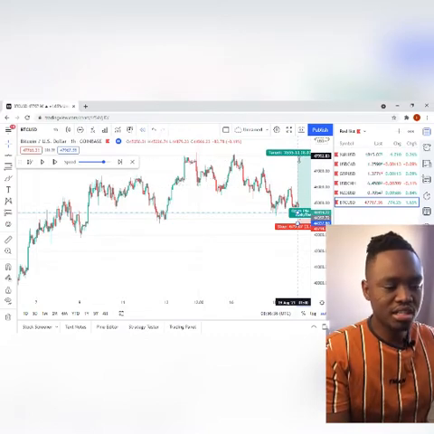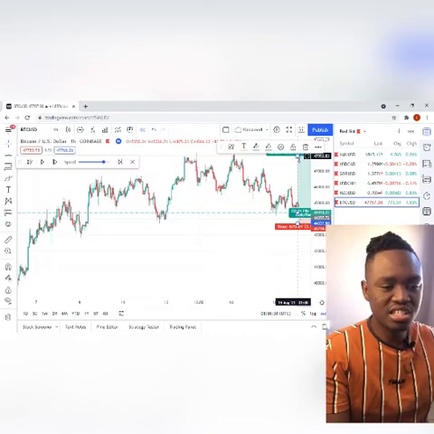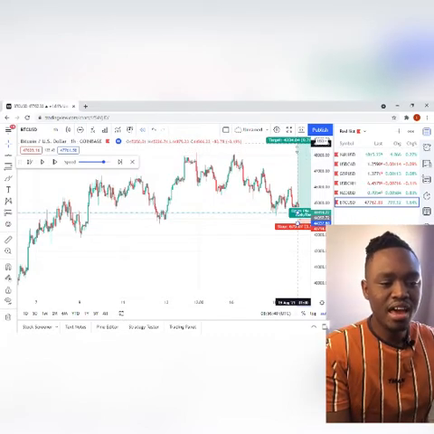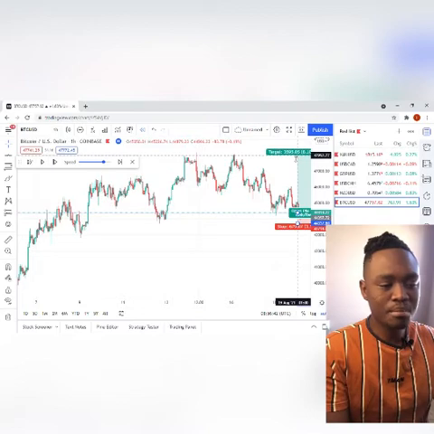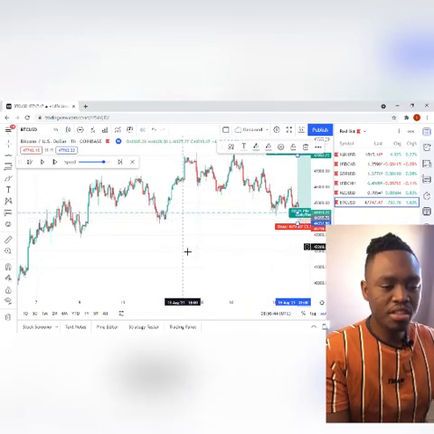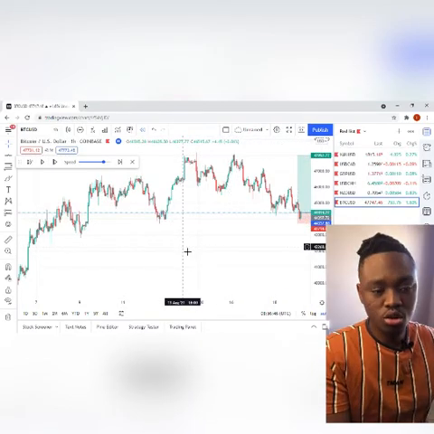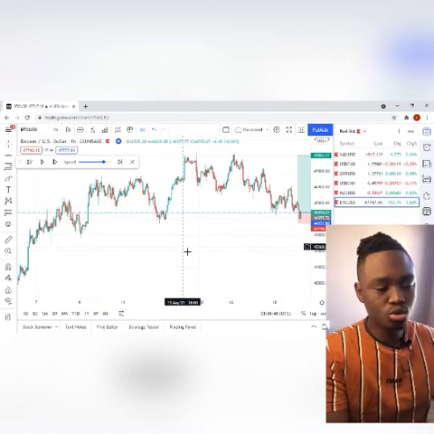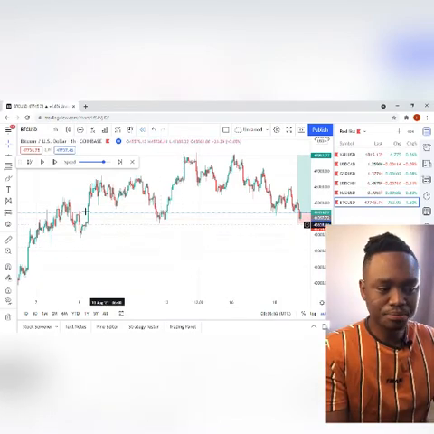So as you can see, that's our level. We can increase it if we want to, but we're playing it safe and we're putting it right above there. So this is our entry. It looks good. It looks valid. Now let's see what will happen as price action progresses.